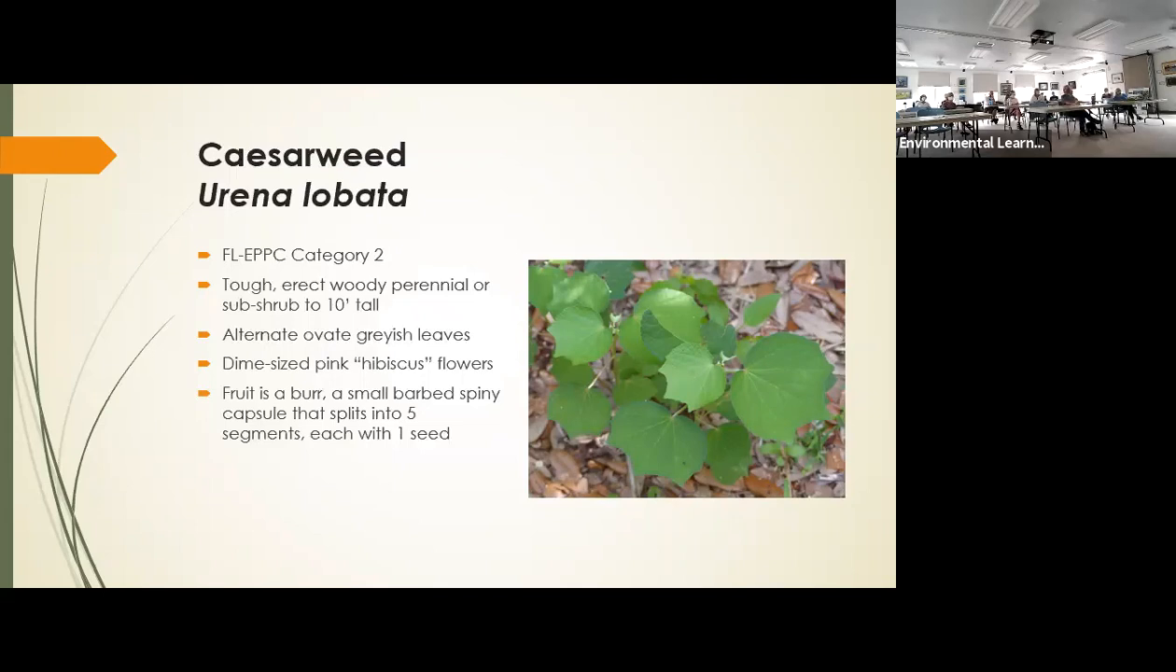And then Caesar weed. Caesar weed is a horrible thing. It is a great hitchhiker though. It will quickly grow to be 5, 6, 7 feet tall. It's woody. The leaves are, I'll call it a roundish shape. We'll see the dime-sized pink hibiscus flowers. And then it's got this little burr that sticks into your clothes, your hair, the dog, and hitchhikes along. Next slide.